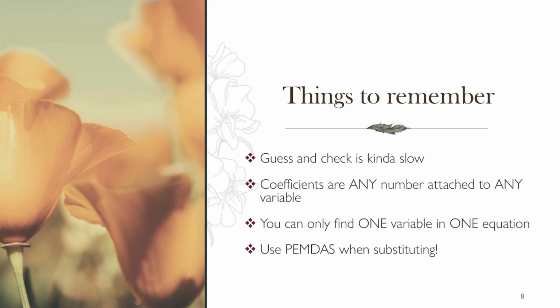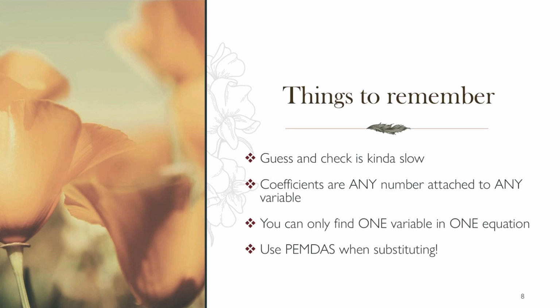So some things to remember: guess and check is what you're going to be using for now. It's kind of slow. That's why we have better methods that we'll learn later. Coefficients are any number that's attached to any variable. It doesn't matter how many variables you have. Any number that's being attached to a variable is a coefficient. You can only find one variable in one equation. So in the first one, we could find the x because there was only one variable. But in the second one, we couldn't because there were 2.